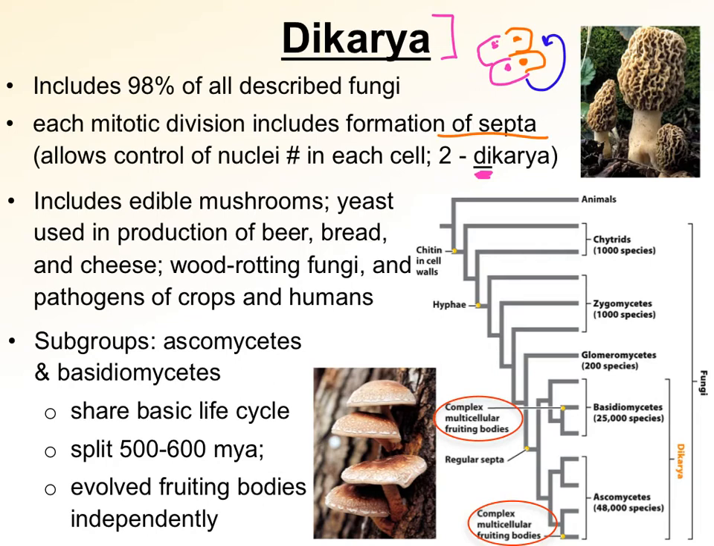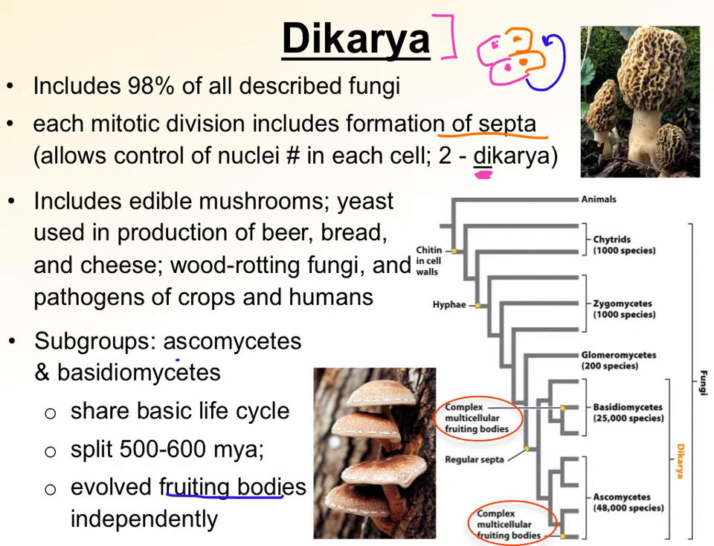So in the Dikarya, you're going to find all sorts of different types of organisms like mushrooms and yeast. And again, yeast we think lost some of these characteristics later on because we don't think of them as having hyphae, but they are considered part of this group. And they all share very similar life cycles, but they evolved the fruiting bodies independently.